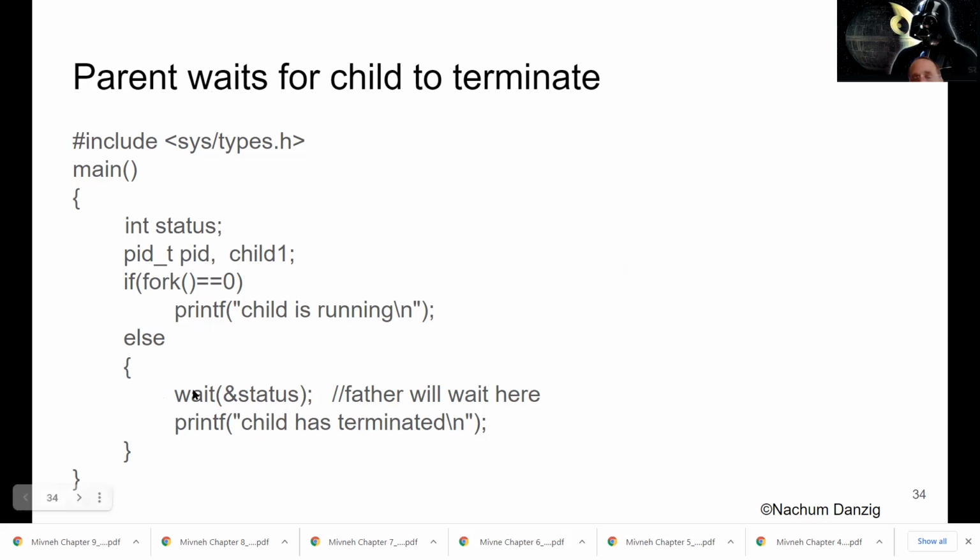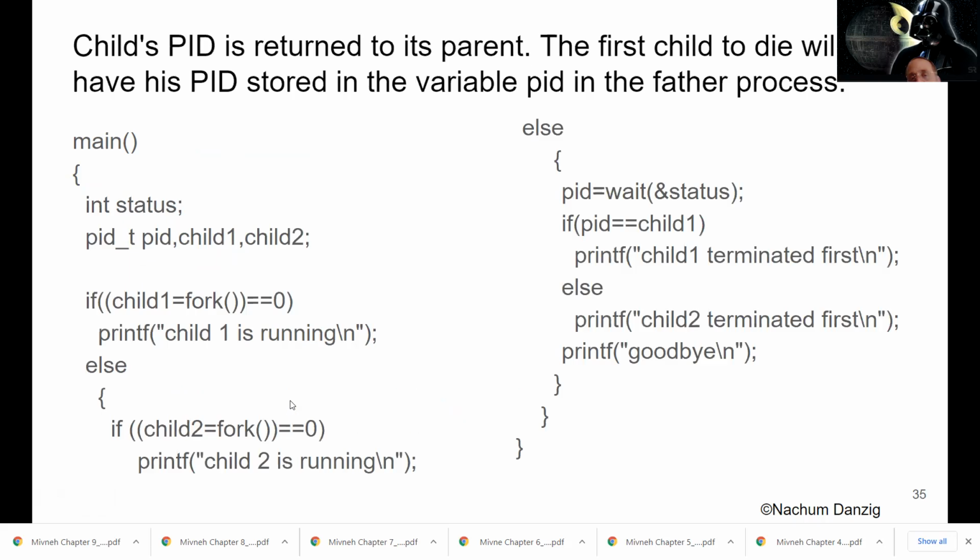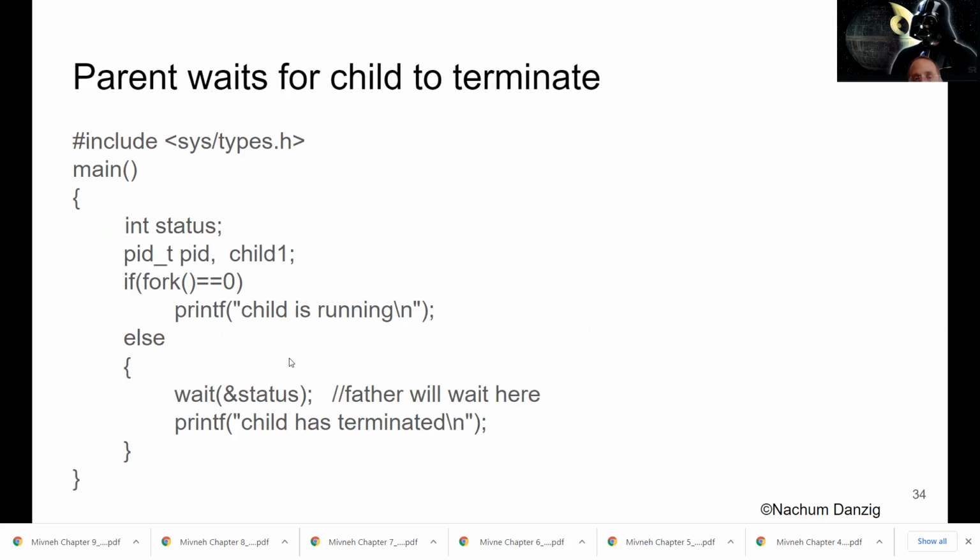So that wait is useful. I don't want to print child is terminated and be wrong. If it would print first, then it would be wrong because maybe child is still running. So I want to reverse this, so he has to wait. Now the child can't wait for the father, but the father can wait for the child.